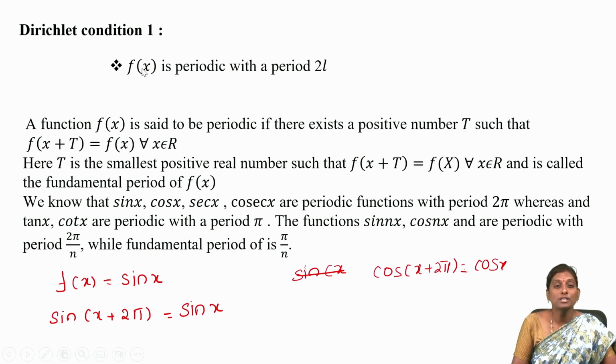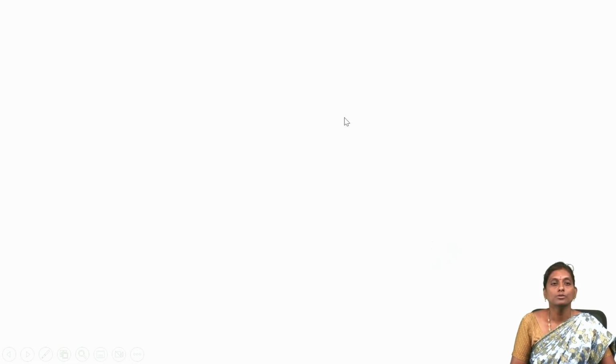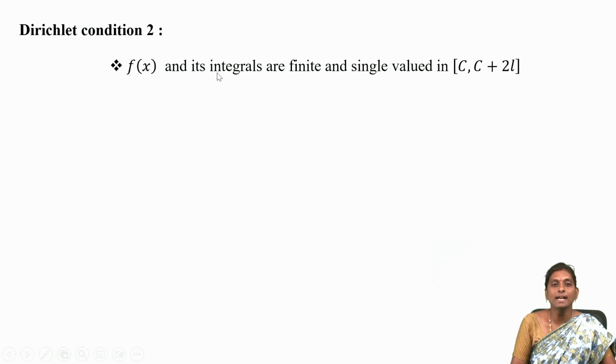So your function is a periodic function. The condition must be satisfied in the period of 2l. Next, the second condition, Dirichlet condition number 2: f of x and its integrals are finite and single-valued functions in the interval c, c plus 2l.